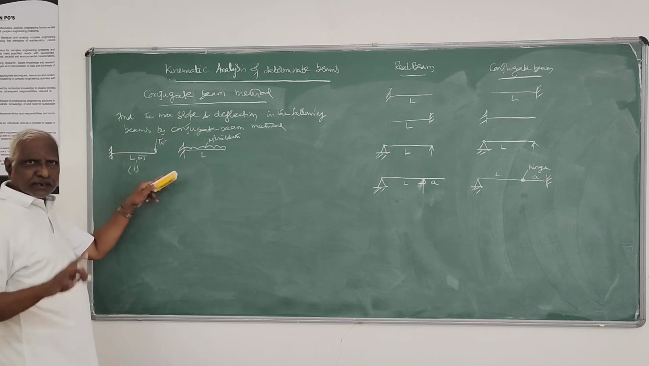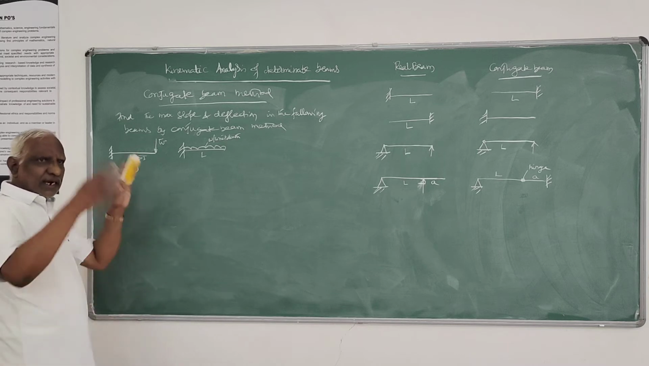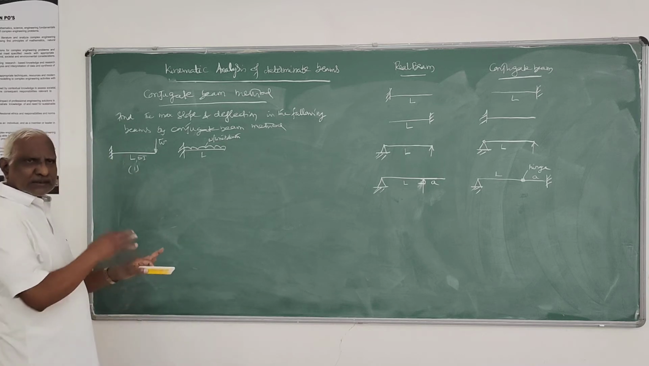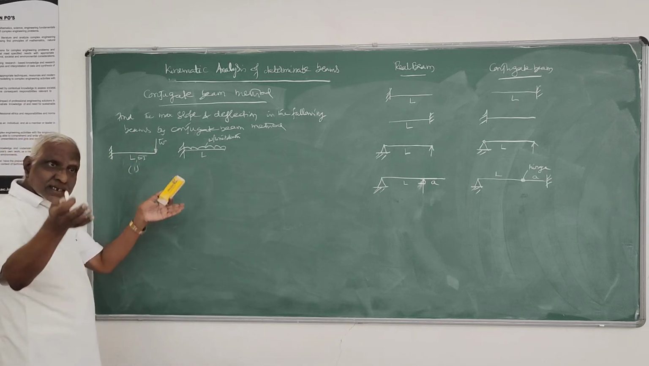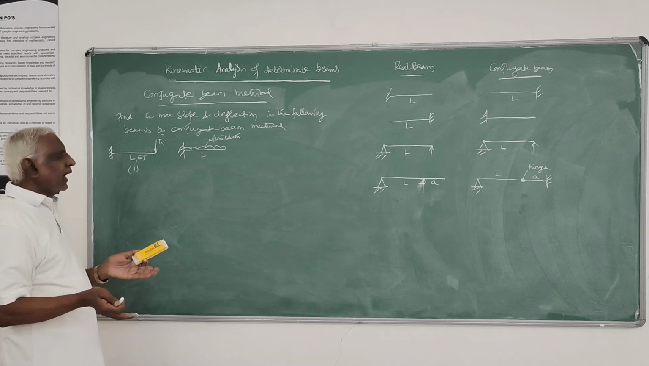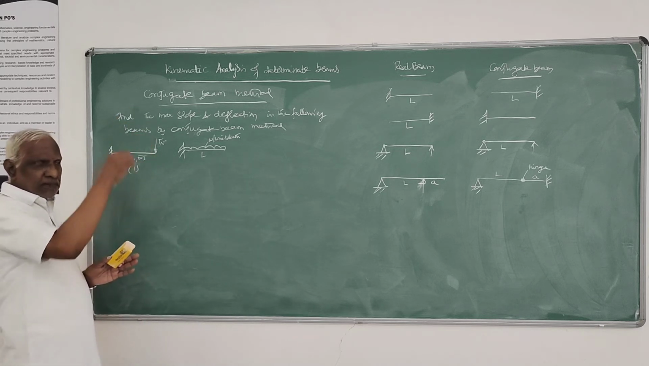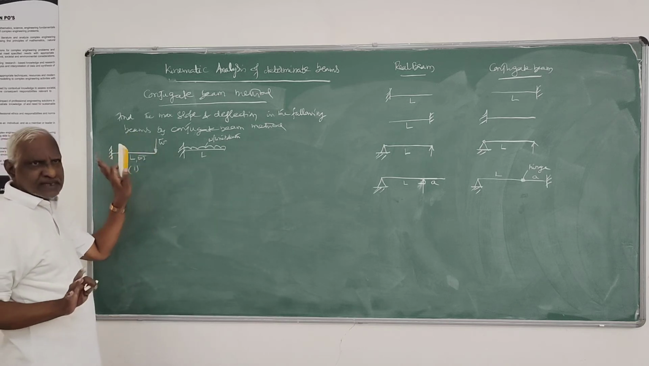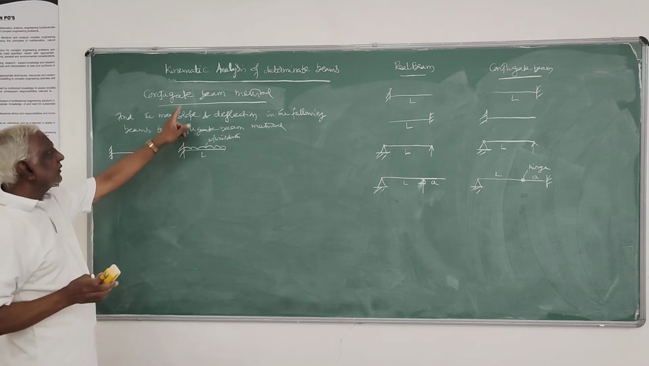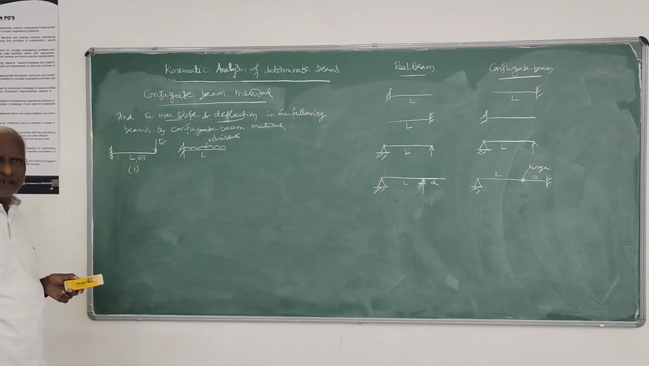In cantilever, you can remember as a rule: maximum slope and deflection occur at the free end. In simply supported beams, the maximum slope occurs at the supports, and maximum deflection occurs under the maximum concentrated load, where it is acting. Under that you can expect maximum deflection. That you have to remember. If you remember that, then straight away these values you can determine by conjugate beam method.